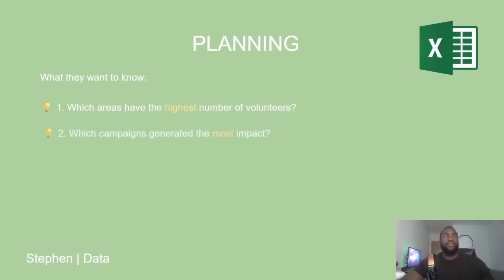Number two, which campaigns generated the most impact? So the team want to know which sessions got the most public engagement. So things like tree planting and school visits and things like that. So that's going to help them scale their efforts, and it's going to also let them see which activities need more attention. Question number three is, what is the overall sentiment towards their cause?